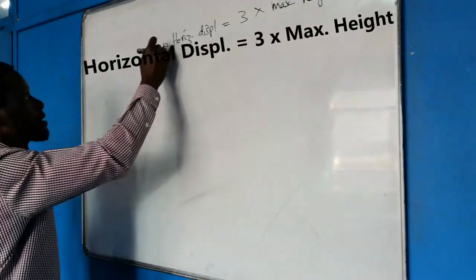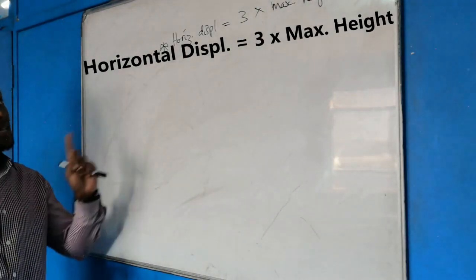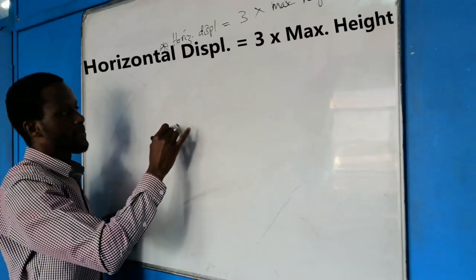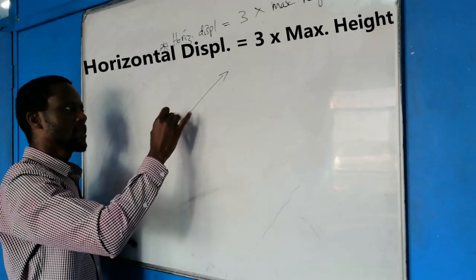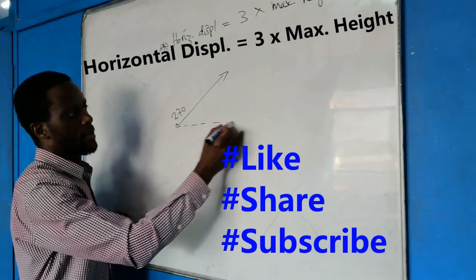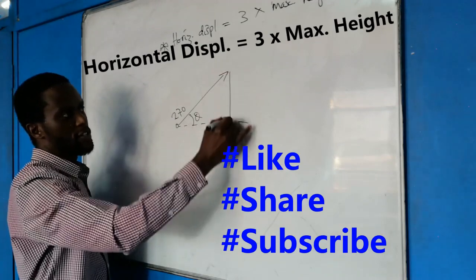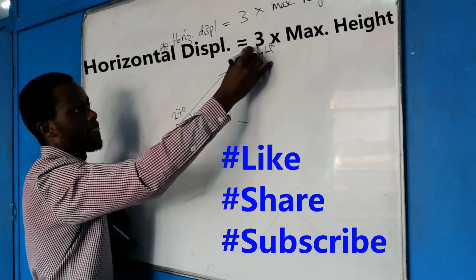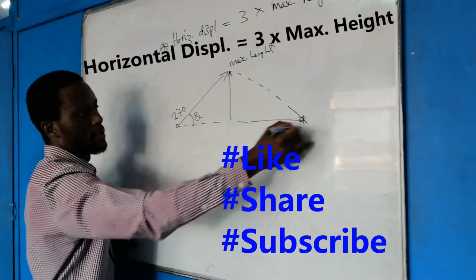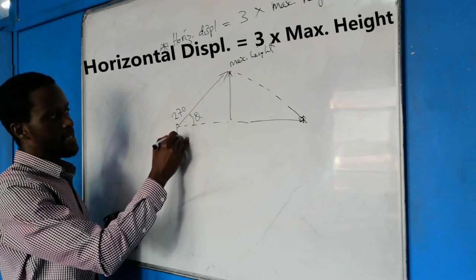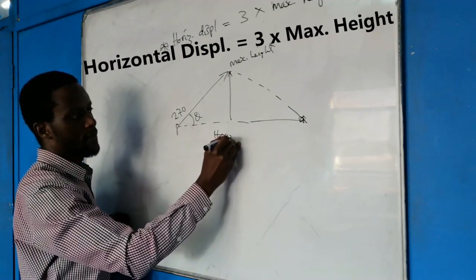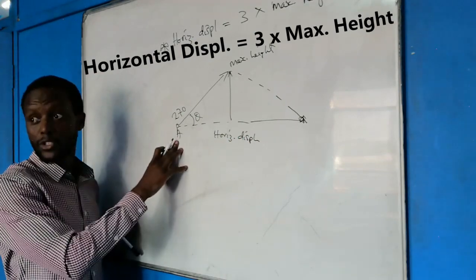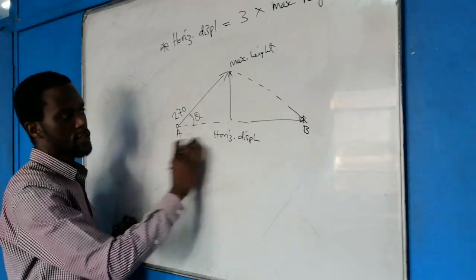This is the key to our statement. That is the key to our statement. Horizontal displacement, when we project something at an angle at 270, it is going up, it reaches a maximum height. Then it drops somewhere. Then this is your horizontal displacement from point A, from where it was launched to where it drops. This is your horizontal displacement.